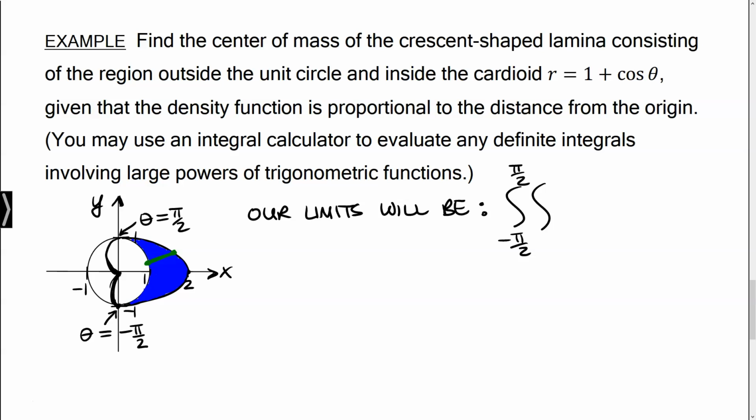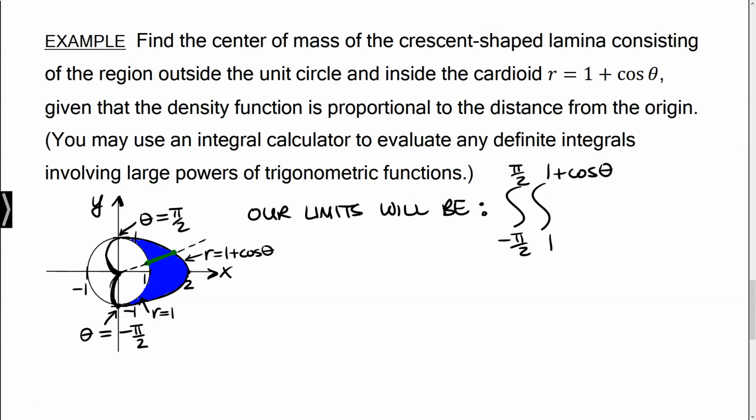Right, this is what one of these looks like. If I start at the origin, I go out this way. Say this is a theta. I'm going between r equals 1, the unit circle has equation r equals 1, and this is r equals 1 plus cosine theta. So 1 to 1 plus cosine theta. And then don't forget that I'm going to have to include the r dr here.